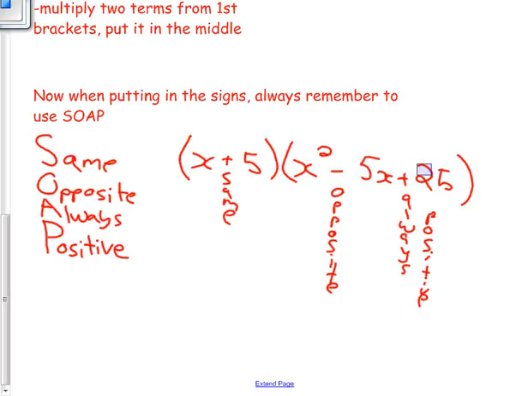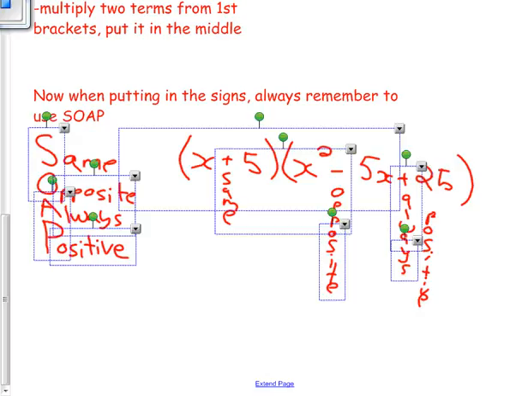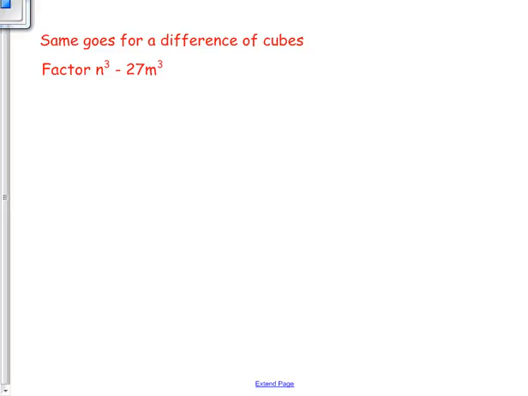Questions? No? And same thing goes for when we have a difference of cubes. We have a minus sign here, and the exact same steps. So we have n cubed minus 27m cubed. Here n cubed is a perfect cube, and 27m cubed is a perfect cube. The minus sign doesn't matter.